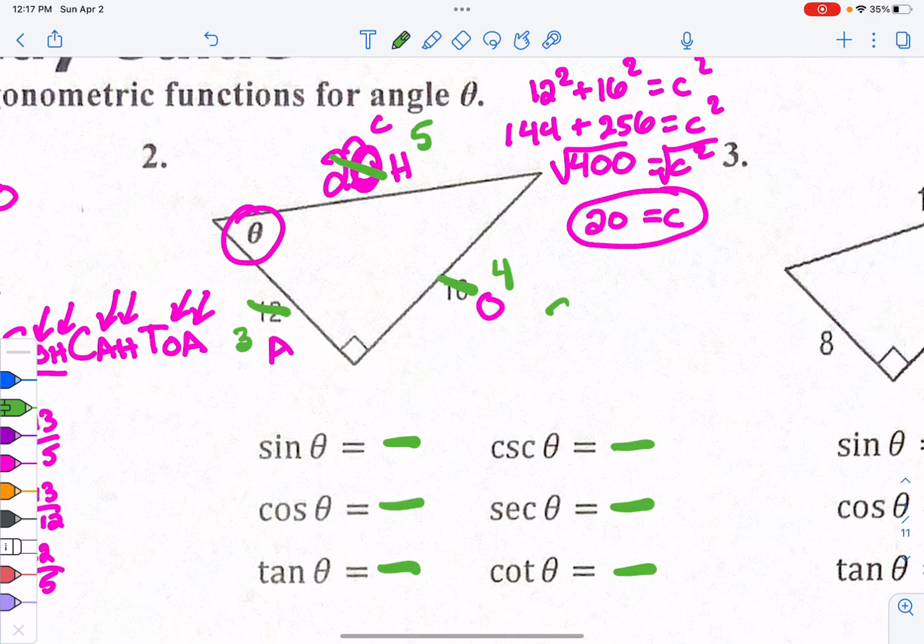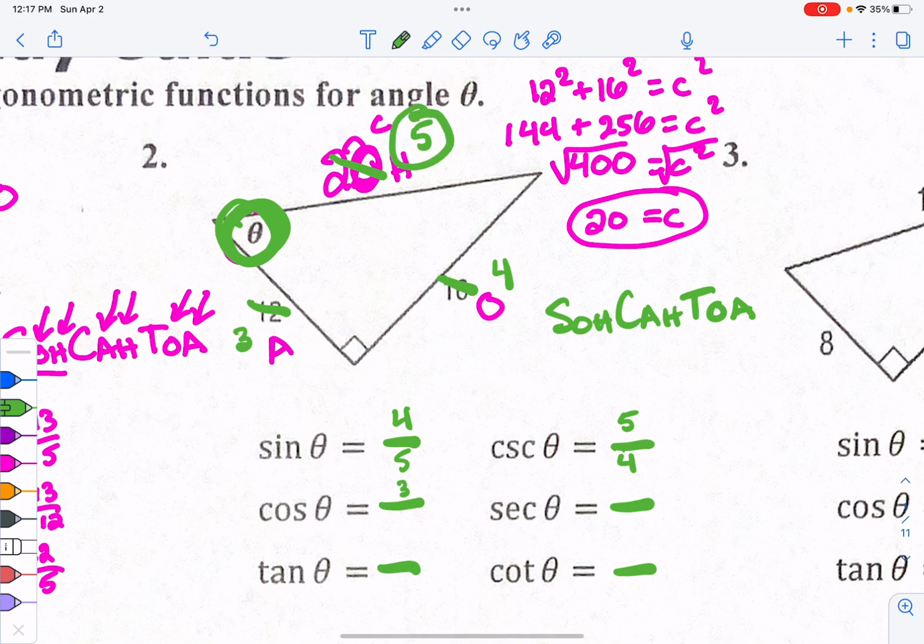So sine, SOHCAHTOA. If you just want to write this at the top of your paper, you don't have to keep writing it down a bunch of times. Sine is opposite over hypotenuse. So from angle theta, opposite is 4, hypotenuse is 5, so 4/5. Cosecant would be 5/4. Cosine is adjacent over hypotenuse, so 3/4. No, 3/5. Hypotenuse is 5, so 3/5. And 5/3. And then tangent is opposite over adjacent, and O is 4, and A is 3. And then 3/4 would be cotangent.